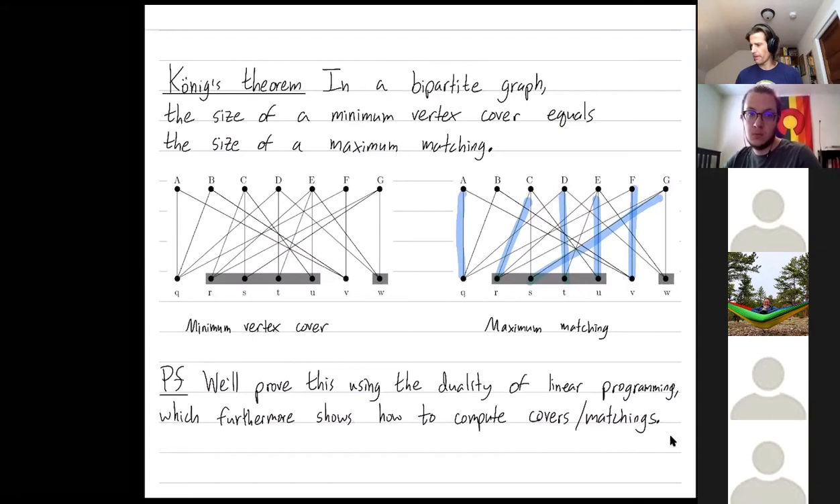All right, on the left, so, well, let's record. What is the size of this matching? 1, 2, 3, 4, 5, 6. 6 edges was the most I could find. Let's find a minimum vertex cover on the left.